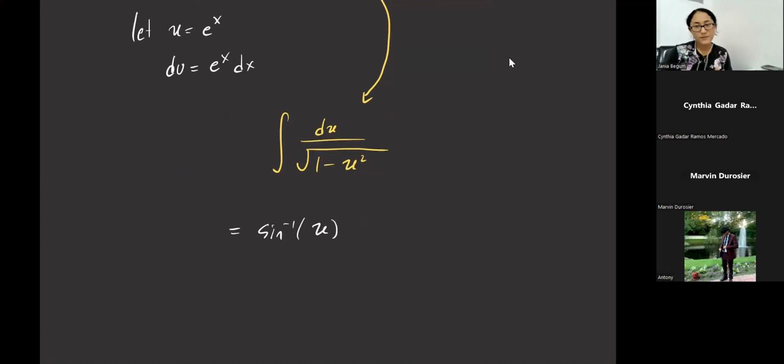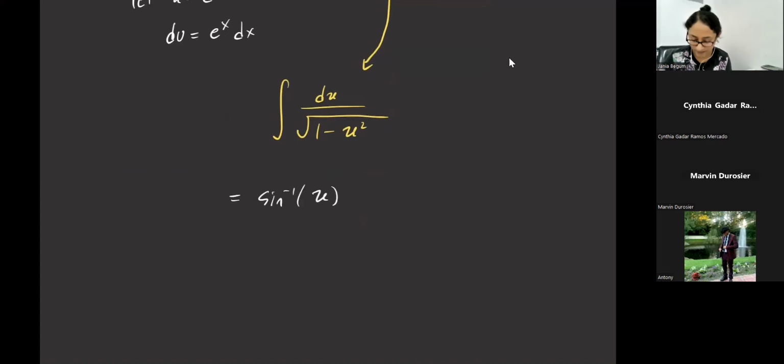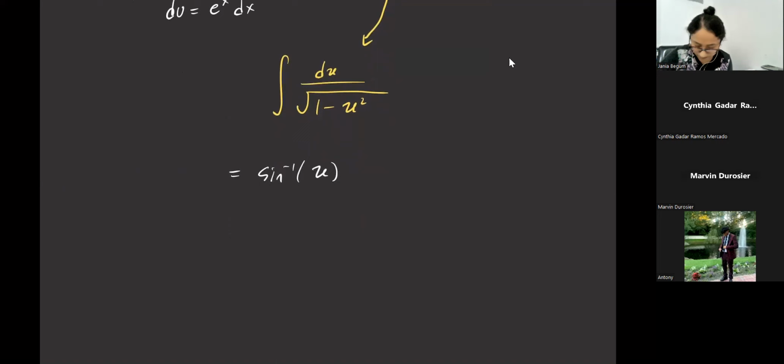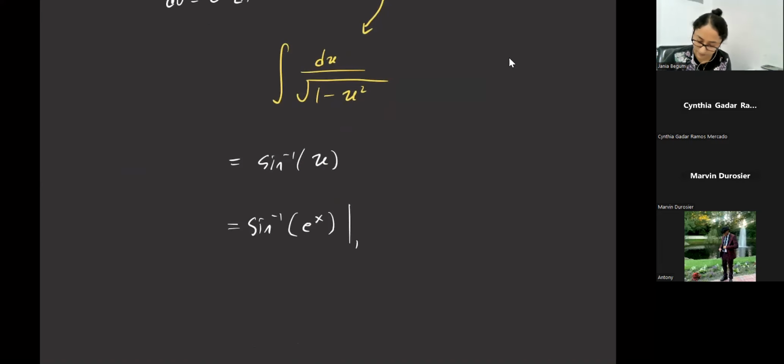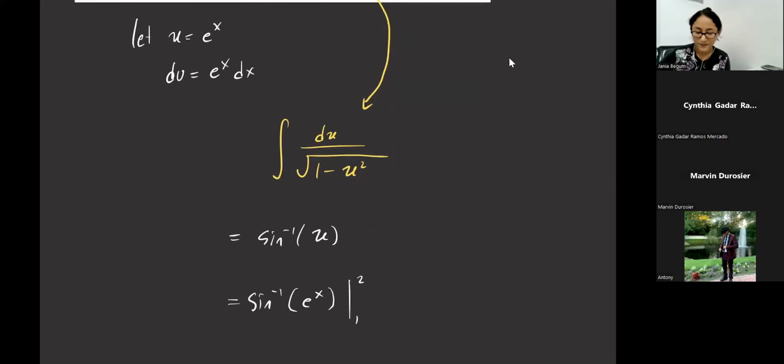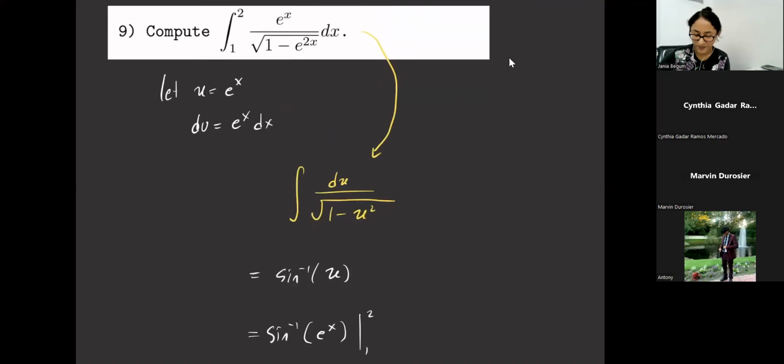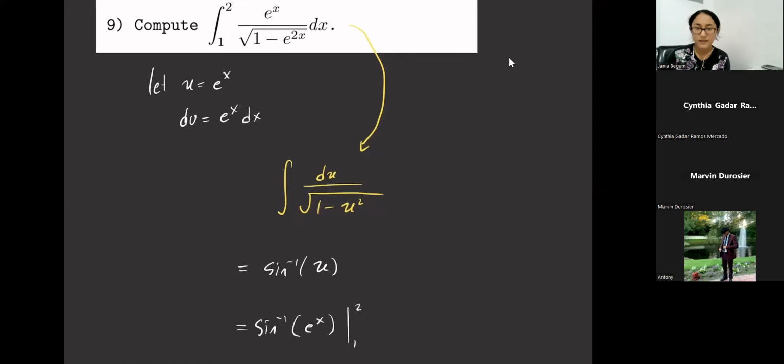And now I plug in u and I bring back my limits of integration. So this would be sine inverse of e to the x going from 1 to 2. There we go. Then plug in the upper limit and lower limit of integration. Let me know if this makes sense, or if you want me to explain anything one more time.